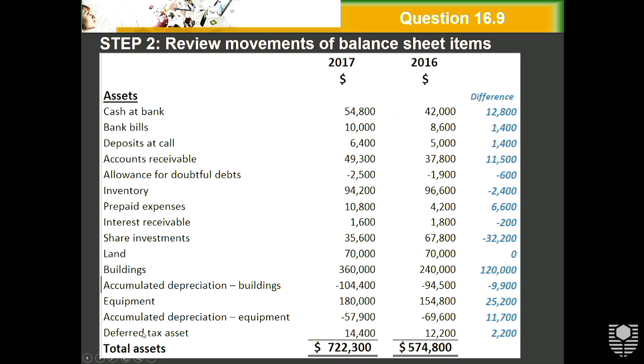Your equipment, we know we're going to have to recreate our equipment account because we've sold some items. So there's a difference there. We need to recreate it to see what we've sold and whether we bought any more. And with our deferred tax asset as well, there are movements. We're going to have to look at our deferred tax asset, our deferred tax liability, and our current tax to work out what our tax component is.